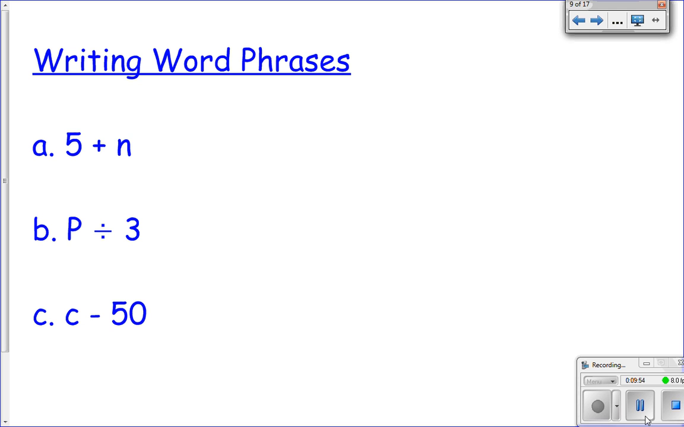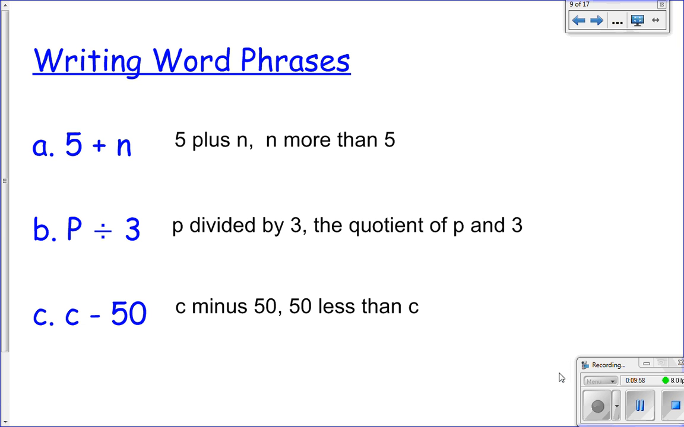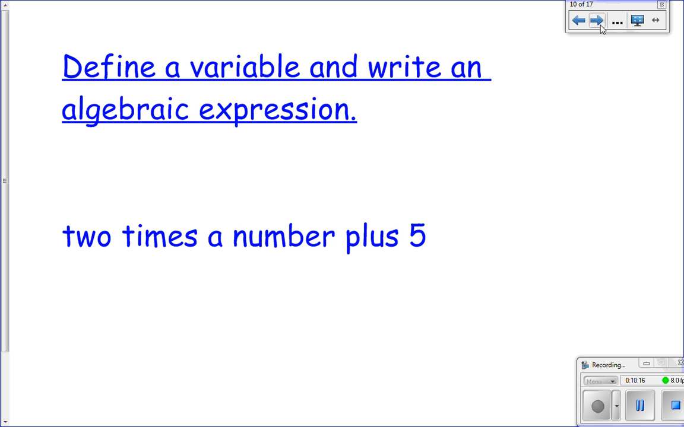So here are some answers that you may have written down. They should look very similar, and they should correlate with the chart that you wrote down in your notes. So 5 plus n, or n more than 5; p divided by 3, or the quotient of p and 3; c minus 50, or 50 less than c.